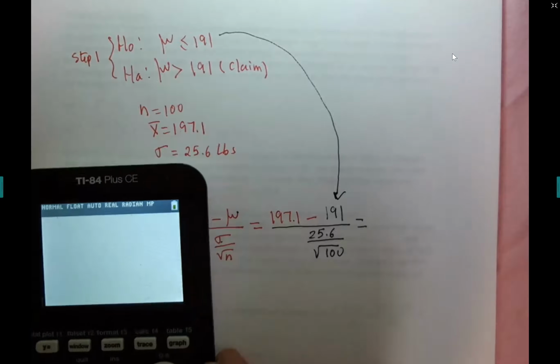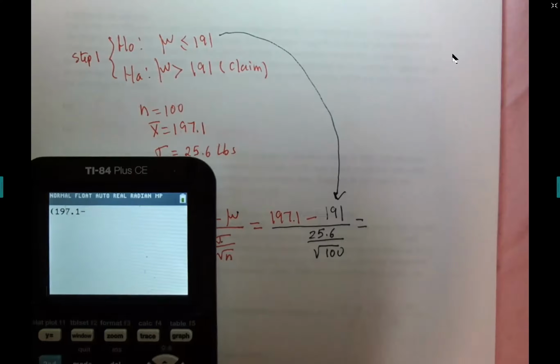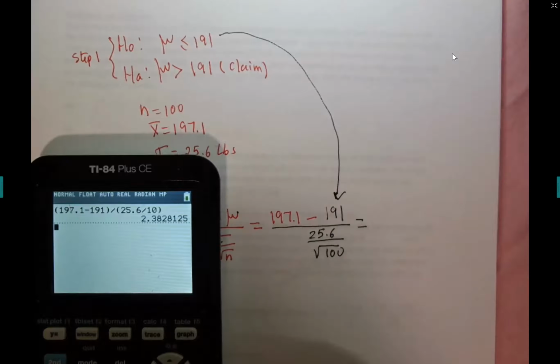So we put open parentheses 197.1 minus 191, close parentheses, divide. Open parentheses, probably forgot to open parentheses here, 25.6 divided by, well, I know the square root of 100, guys, is 10, so I'm just going to put 10 here. And let's see. 2.38. I agree with this.